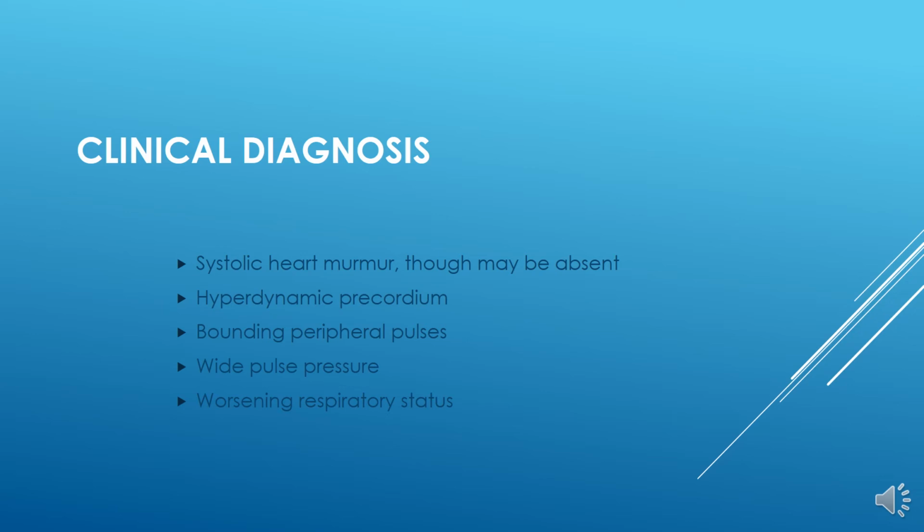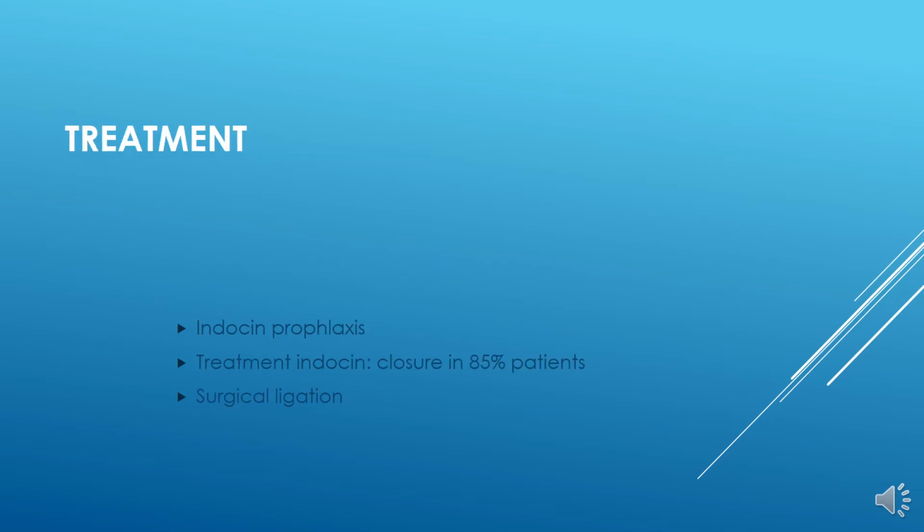PDA is diagnosed by systolic murmur, which may not be significant, hyperdynamic precordium, bounding peripheral pulses, wide pulse pressure, and worsening respiratory status. Medical treatment focuses on heart failure management and pharmacological closure of the PDA in premature neonates. Heart failure management includes diuretics, inotropes, and afterload reduction.